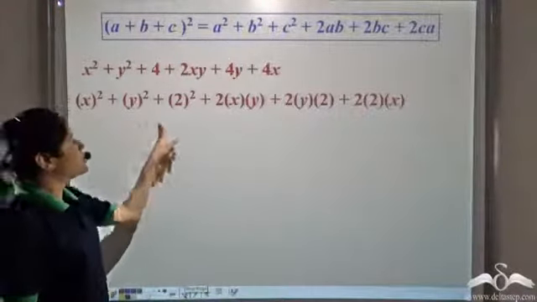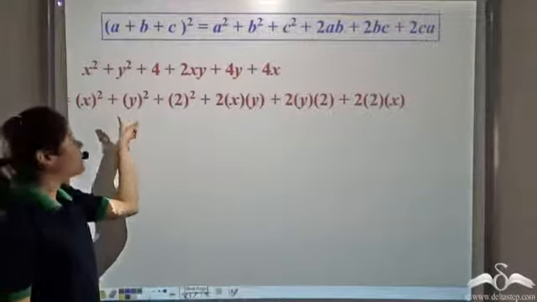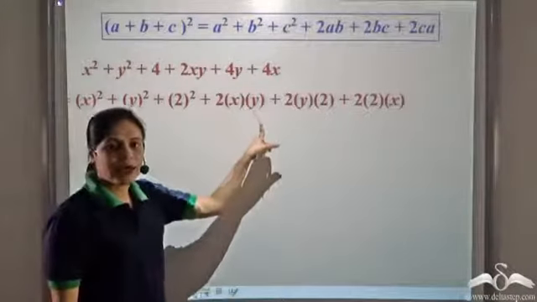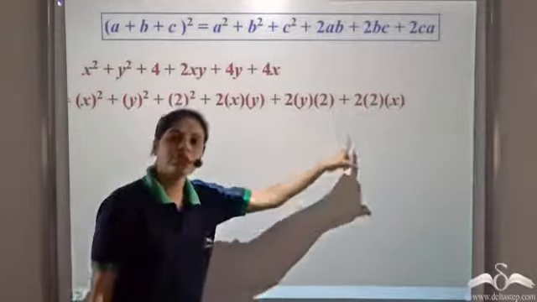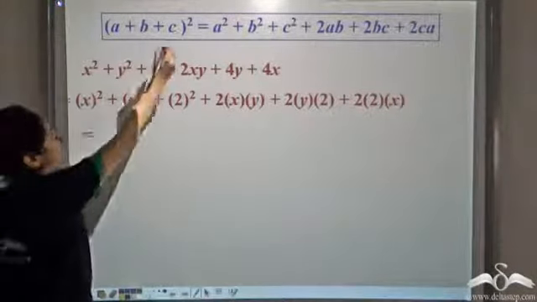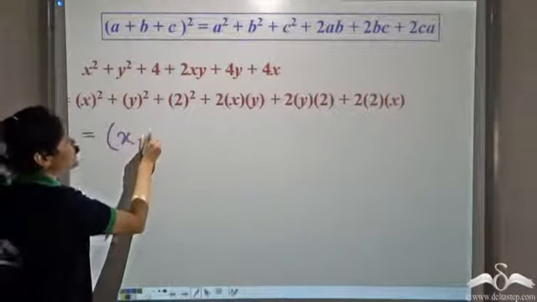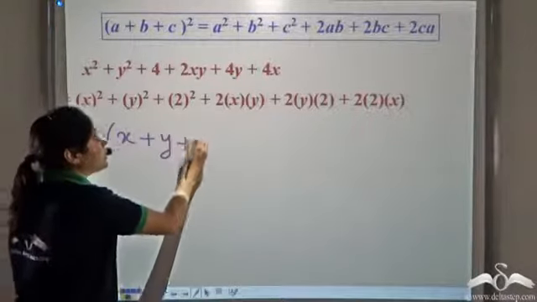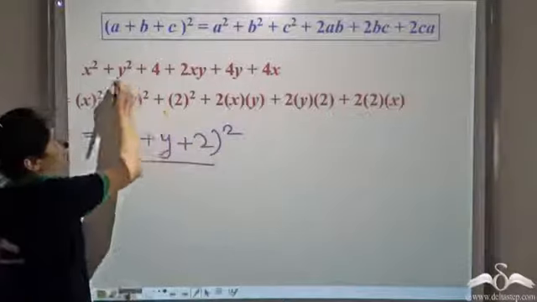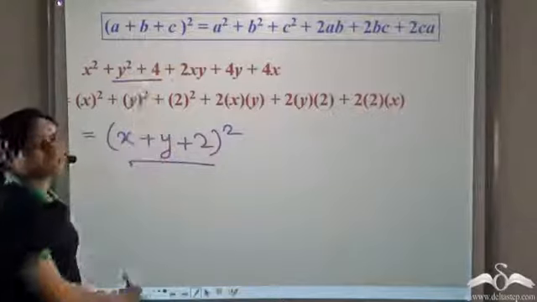So we can write it in this form. We have it in the form a square plus b square plus c square plus 2ab plus 2bc plus 2ca. Now we can write it as (a plus b plus c) whole square. So it can be written as (x plus y plus 2) whole square. This is the factorized form of this expression, and we have factorized it using this identity.